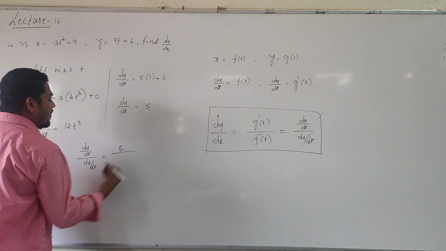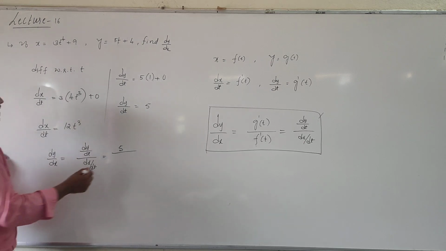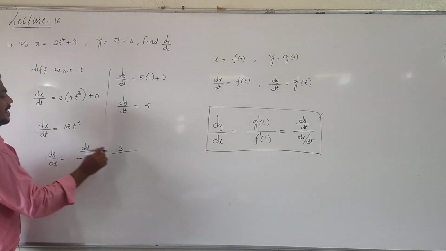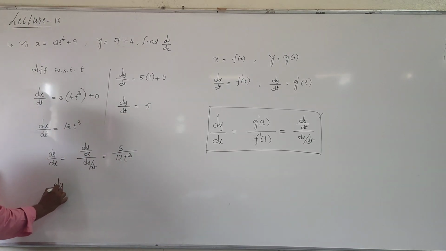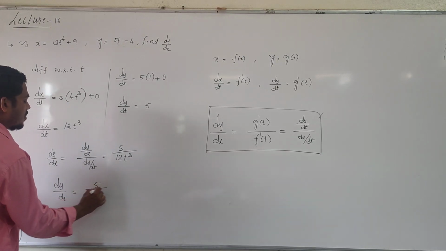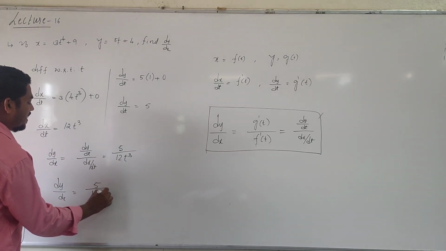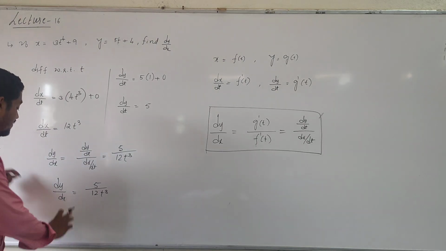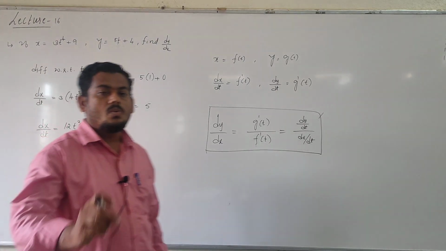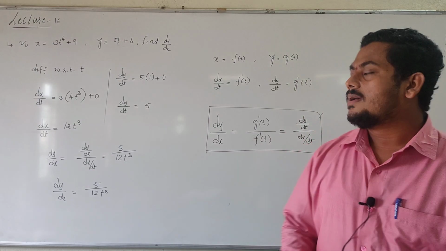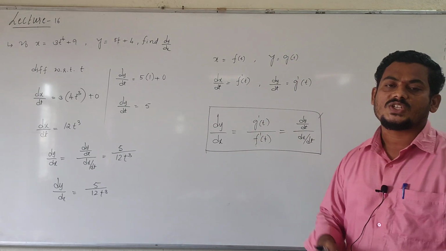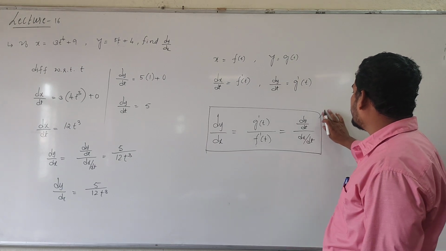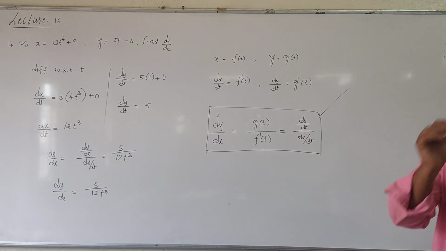Dy by dt is 5 divided by, what is dx by dt? Dx by dt is 12t cube. This is our dy by dx. Therefore dy by dx is equal to 5 divided by 12t cube. This is our required differentiation. Once a parametric function is given, separately differentiate both x and y with respect to t, then take the ratio. This is the formula for the derivative of parametric functions.